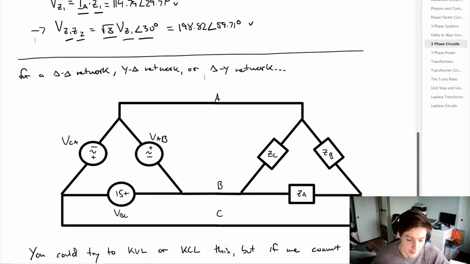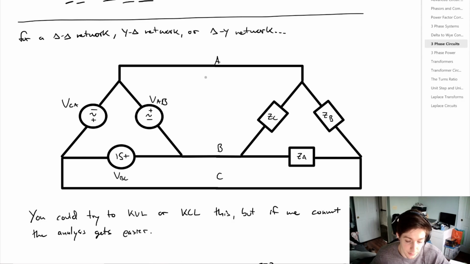Now, for a delta-delta network, or a Y-delta network, or a delta-to-Y network, you could try KVL or KCL. It's going to be difficult. It's not going to be easy at all. But if you convert to a Y-Y network, the analysis gets really easy because you have this neutral wire where you can independently look at each phase. So it gets easy. You just need to know how to convert between delta and Ys for the loads and the voltages. We did that in a previous video. We showed how that's possible. So anything that's not a YY network, convert to a YY network. And then find your values, convert them back.